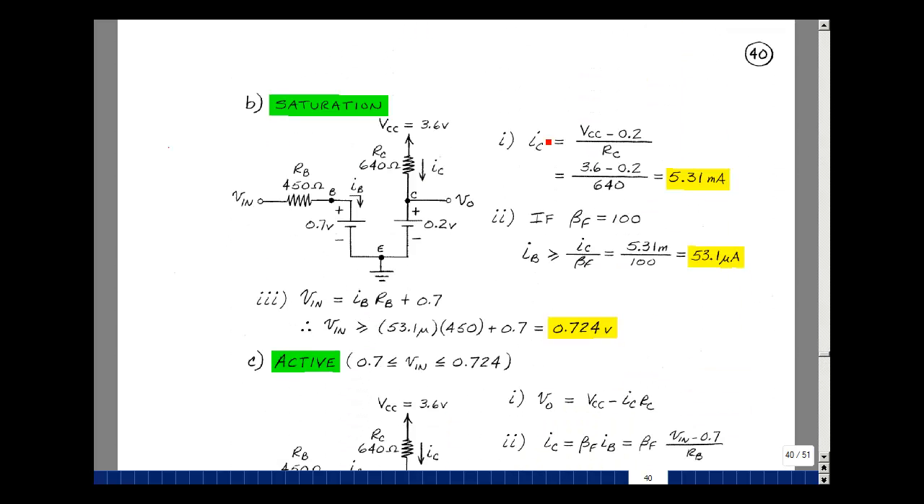What would be the conditions to put the logic gate into saturation? Let's put the model in for saturation. Between the base and emitter, we have VBE on, 0.7. Between the collector and the emitter, V sub CE sat, which is 0.2.